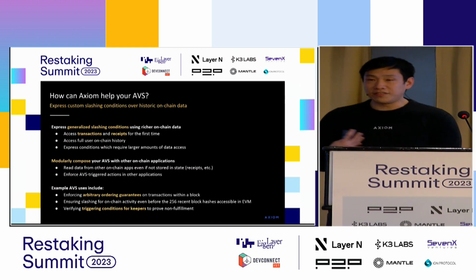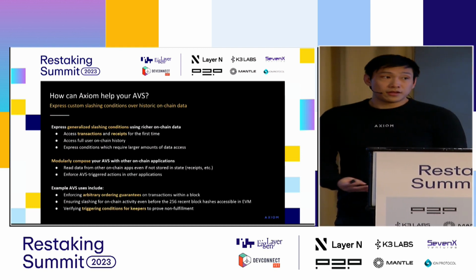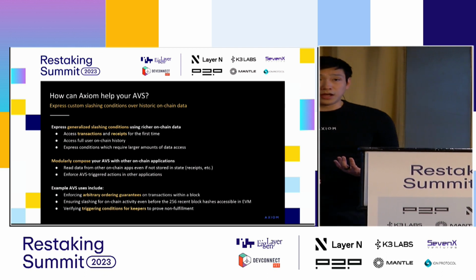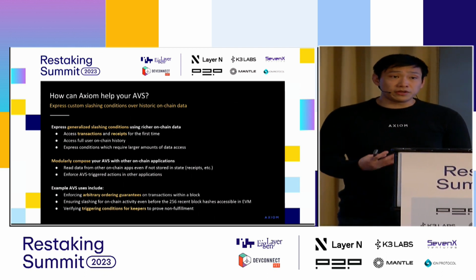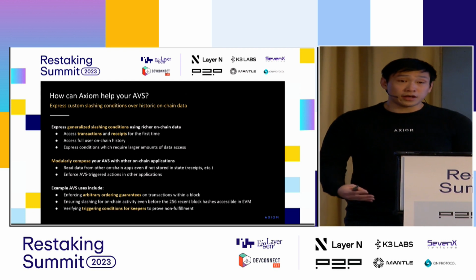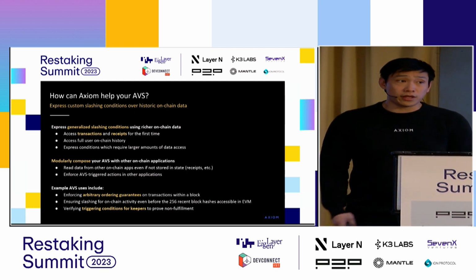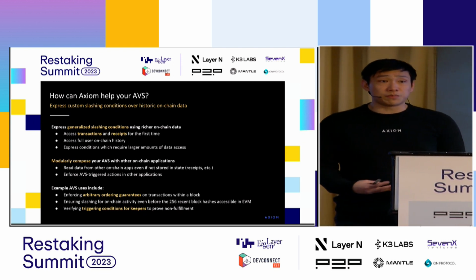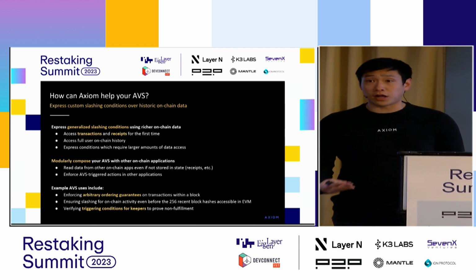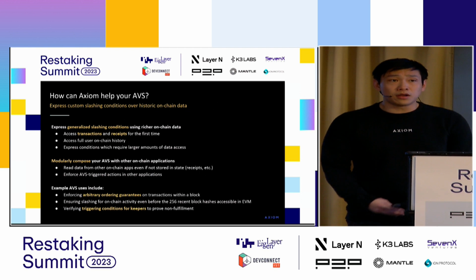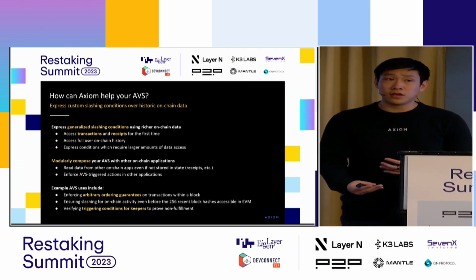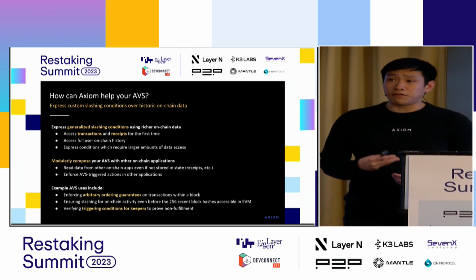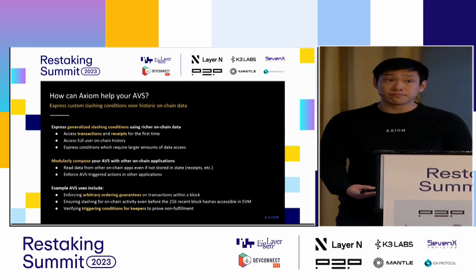Okay, so what does that have to do with an AVS? Well, a key part of restaking is the ability to actually slash the restaking nodes that are supporting your AVS. And so crucially, the slashing must be done with an on-chain smart contract. And therefore, the conditions you can express are limited to those that you can actually verify within the EVM.